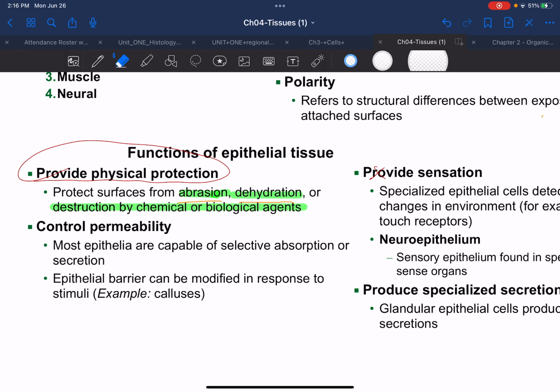It controls permeability. This means that it doesn't just allow everything to go through you or out of you. And so it sort of forms a barrier. That's what this word implies, a barrier.